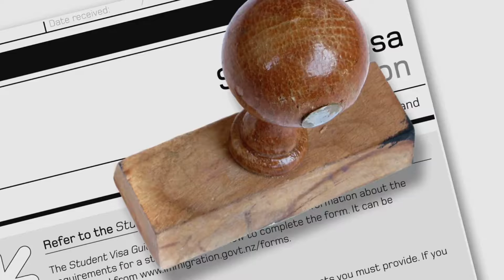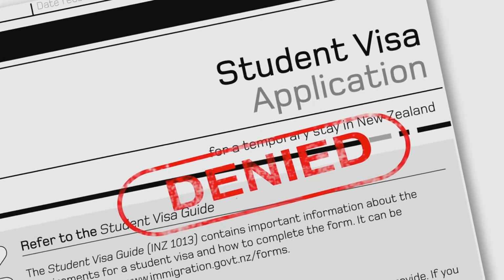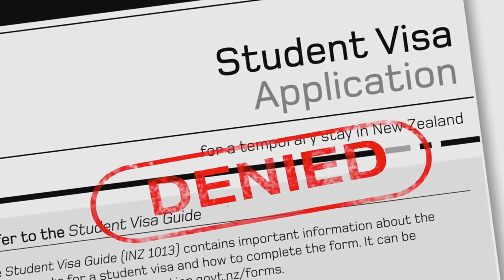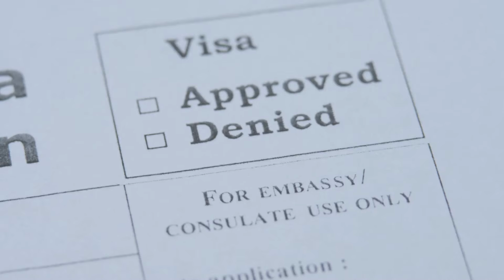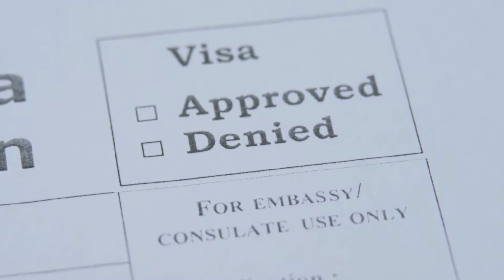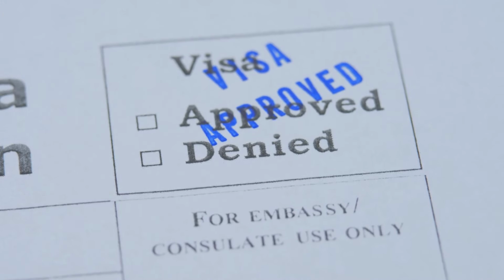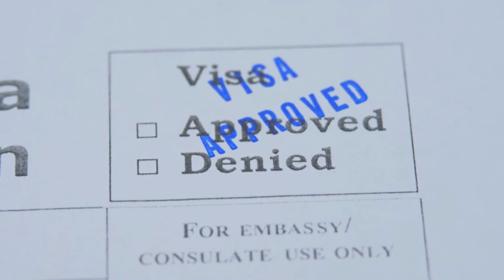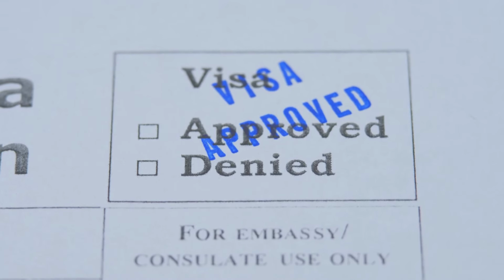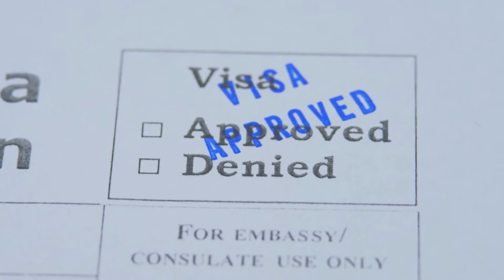Another frequently asked question is, what happens if my visa application is denied? If your application is denied, you will receive a refusal letter from the Australian Immigration Department. This letter will explain why your application was rejected and whether you have the right to review the decision. If you think there's been a mistake, you can appeal the decision within a specified period.